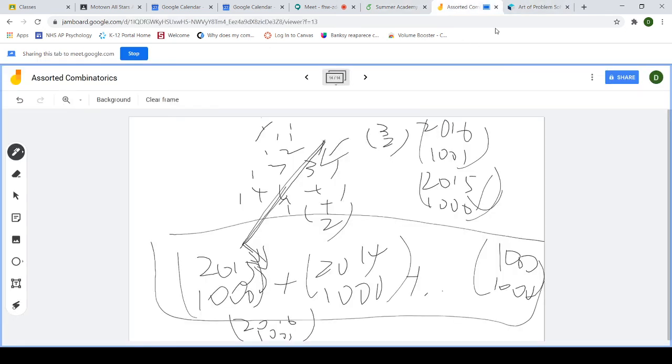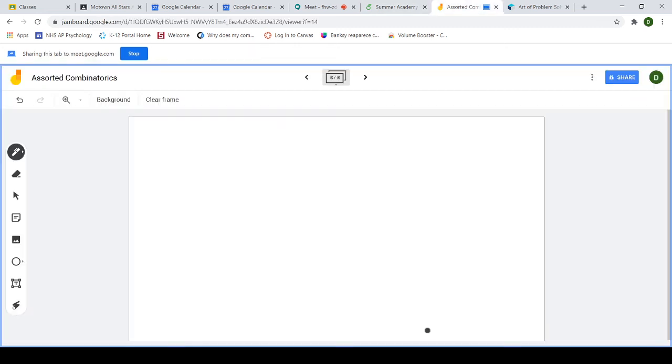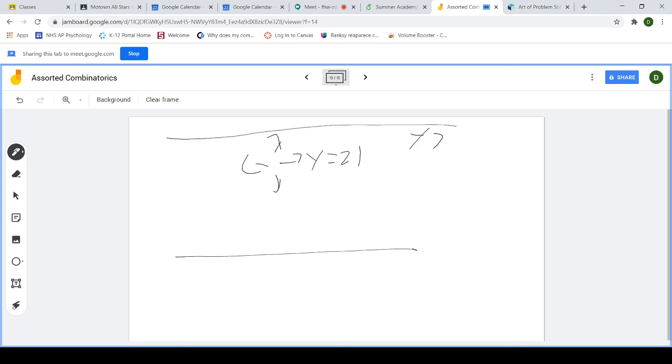We have one final problem. Freddy the Frog is jumping around a coordinate plane. This is the problem that I just gave you earlier. Basically, we start at y equals 21, and then he moves in random directions. He wants to reach y equals 24. There's also a fence right here at y equals 0. He cannot go below this fence, so if he reaches here, he has to go left, right, or up. And we want to find the expected number of jumps it would take to reach this.